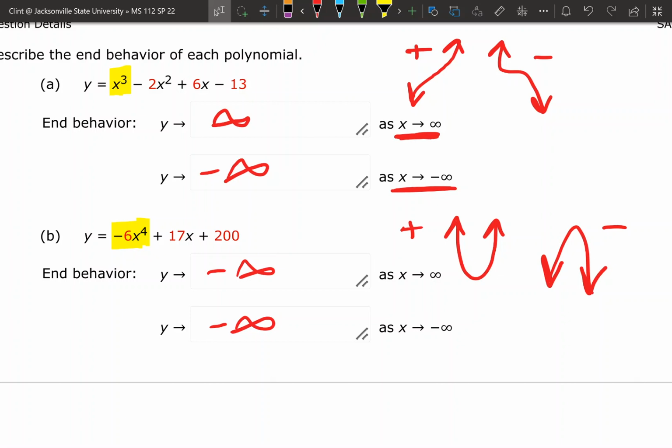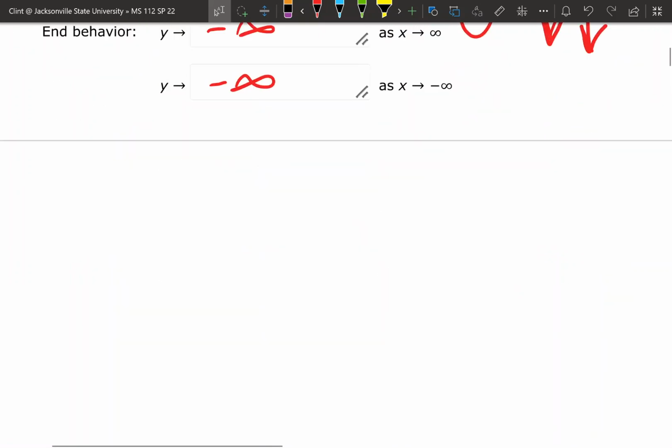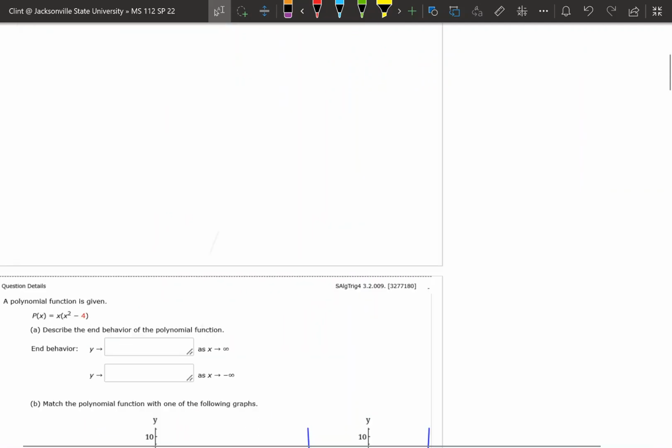Questions on either one of those? No? Alrighty. Let's see what's next. Number 2, if this thing will load here.